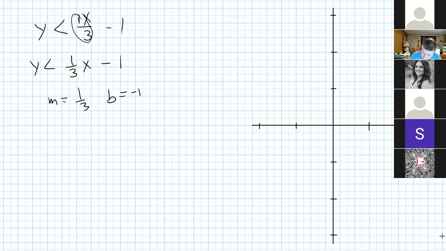So over here, we're going to plot the point 0, -1. Our slope is going to be up 1 over 3. Up 1 over 3. Now, is my line going to be solid or dotted? Dotted. Why is it dotted? Because it's not equal to. Correct. Good.